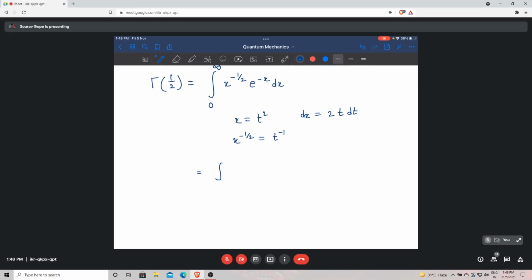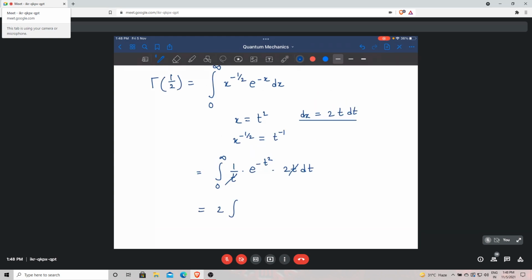This gives me the integral 0 to infinity. x to the power minus half gives t to the power minus 1, or 1 by t. e to the power minus x gives e to the power minus t square. And this measure gives me 2t dt. Now you see, this t and this t cancel. So we can write it as the integral 0 to infinity of e to the power minus t square dt.